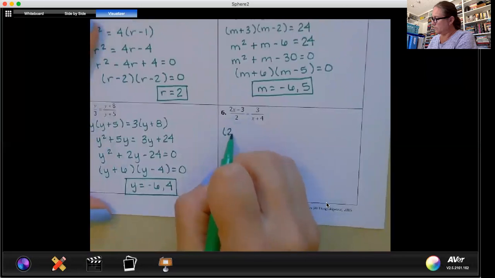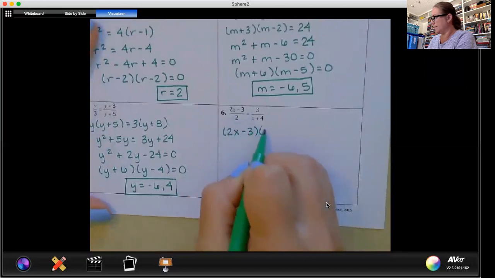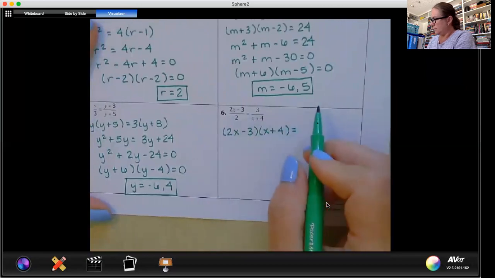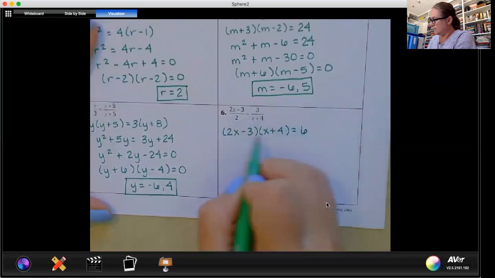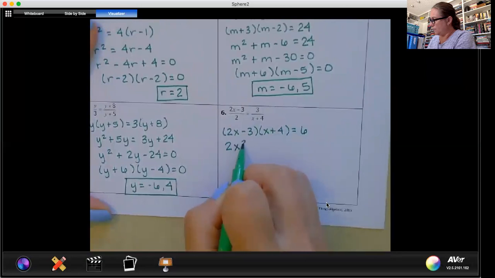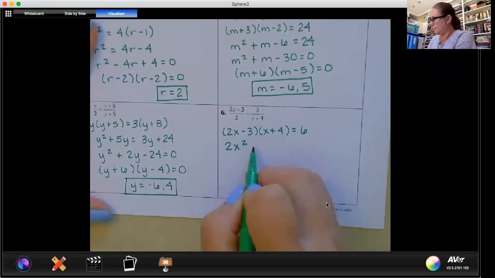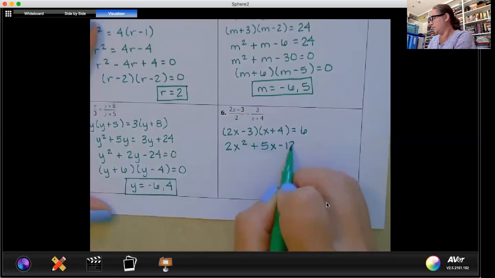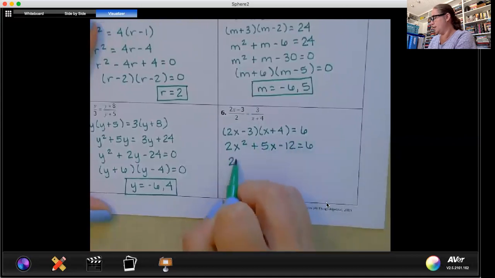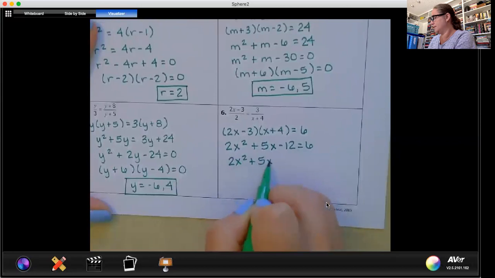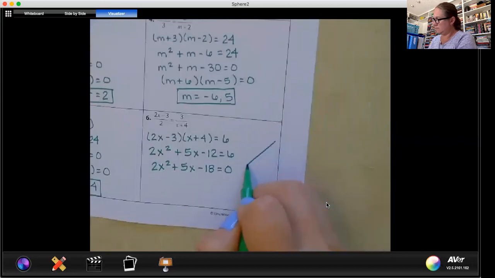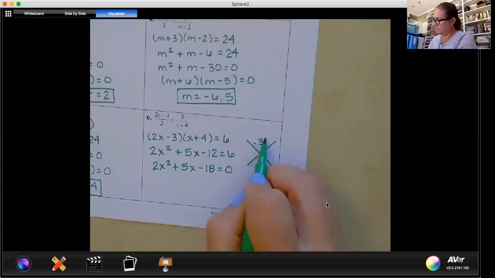And number 6, 2x minus 3 times x plus 4 equals 2 times 3, so that would be 6. And this is 2x squared plus 8x minus 3x is plus 5x minus 12 equals 6. And 2x squared plus 5x minus 18 equals 0. So negative 36 and 5 divided by 2.